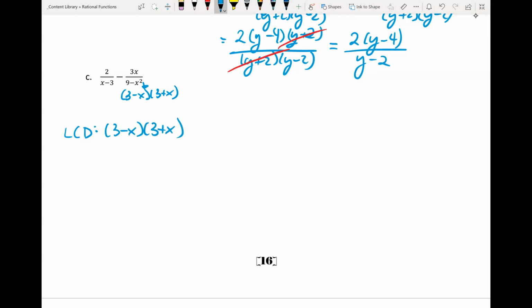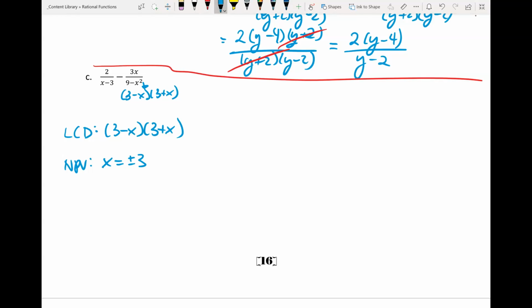We have an x minus 3 in the very first rational, but it is so close to actually one of these, and I'm going to show you what we're going to do in order to get a 3 minus x from x minus 3. Before we do that, though, I'm going to state my NPV. I'm going to get x equals plus or minus 3, because if we were to insert x equals 3 or x minus 3, we're going to get a 0 in the denominator. Okay.